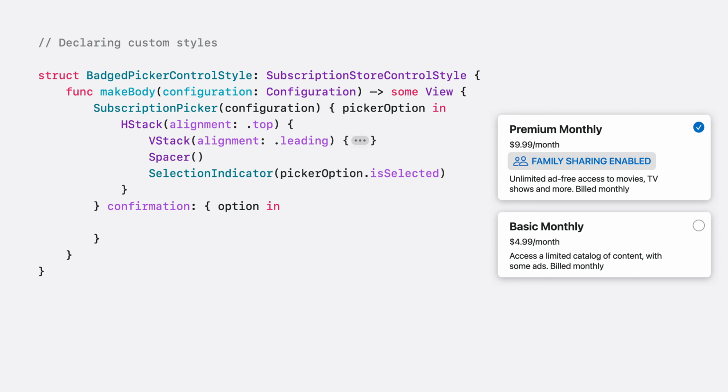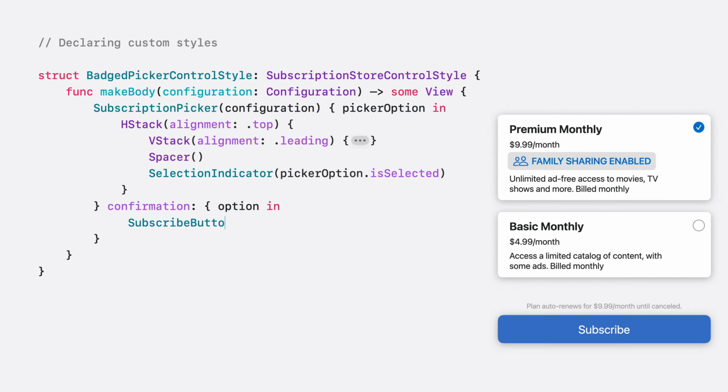For the second closure, you'll want to provide a view that gives a customer a way to subscribe to their selected plan. Semantically, this view is a button, in that when a user interacts with it, the purchase for the selected option will be triggered. Similar to the first closure, you can either build your own subscribe button, or you can use the new subscribe button API and pass it the option argument provided to the closure.